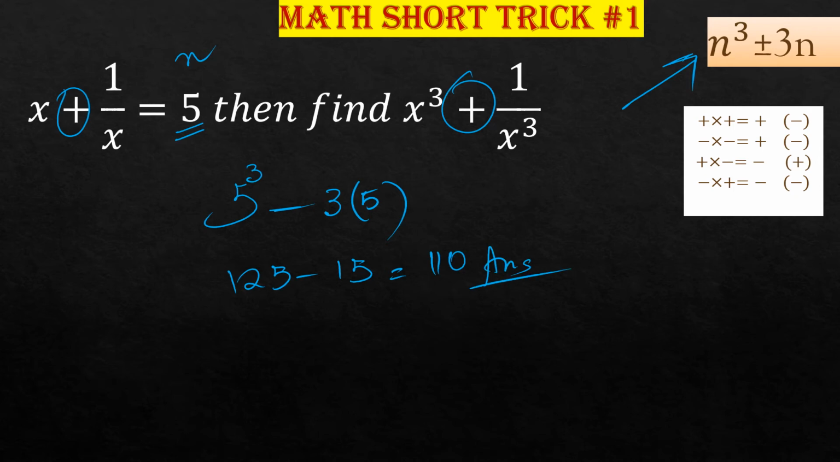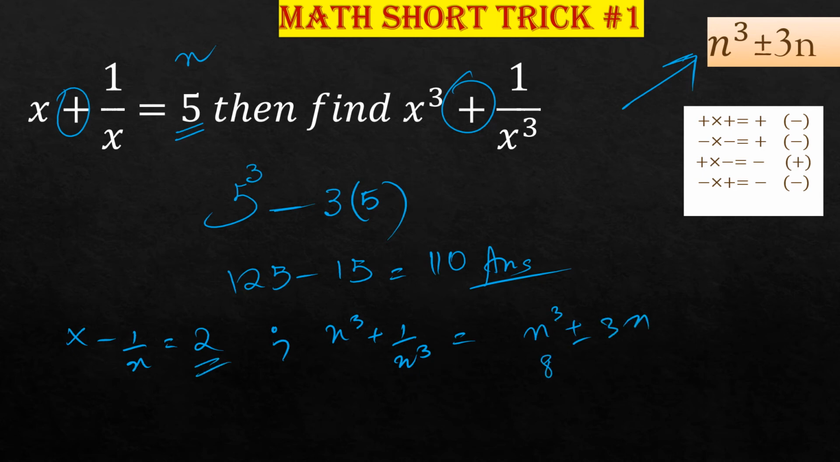That's all. Now solve: x minus 1 over x equals 2. Find x cube plus 1 over x cube. Okay, so what you have? n cube plus minus 3n. So your n is 2. 2 cube means 8. Now here you have minus and here you have plus. Minus plus minus, you will write plus. 3 times n is your 2. So 8 plus 6 gives you 14.